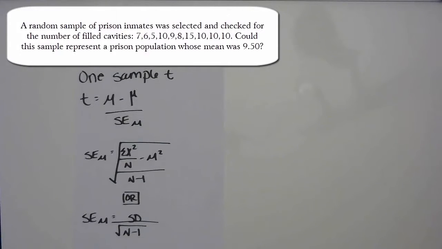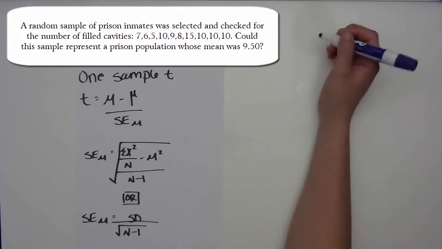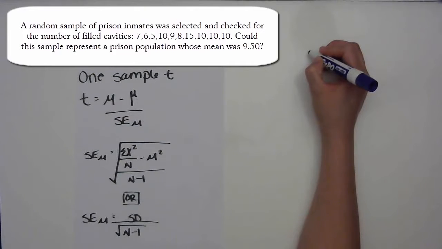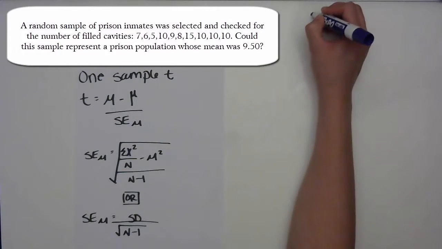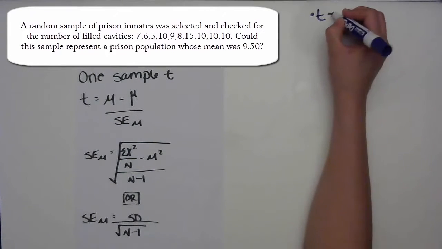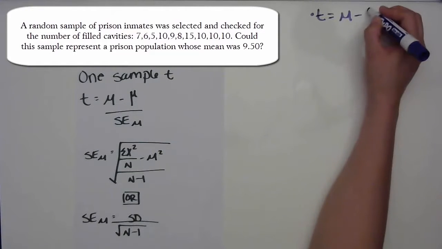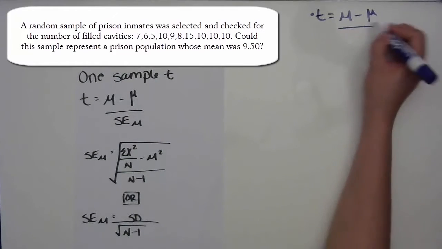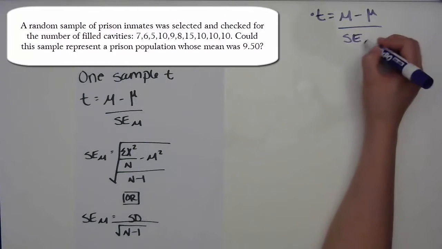Okay, so once again, we know that we're working with a one sample t. So let's go ahead and write down the formula that we are going to need. So t equals the mean minus the mu over the standard error of the mean.